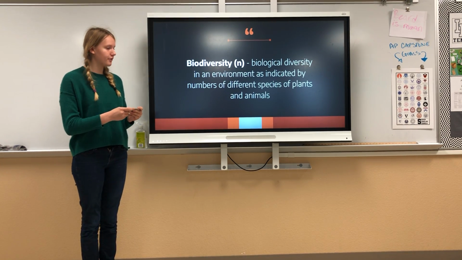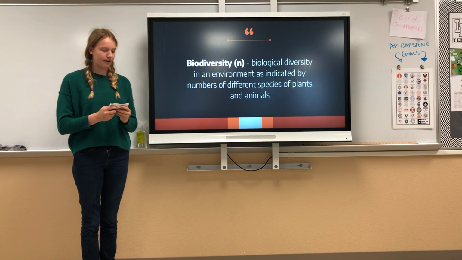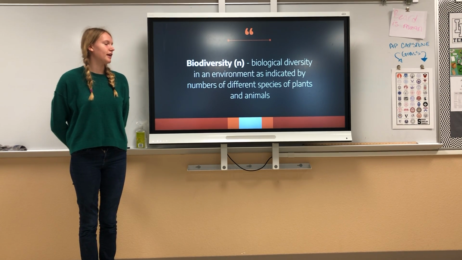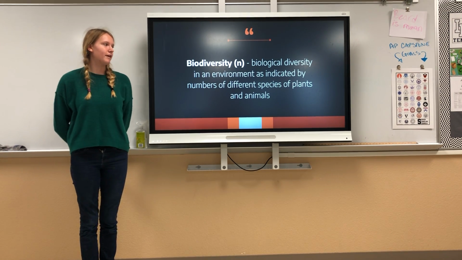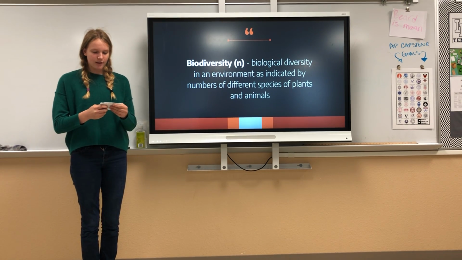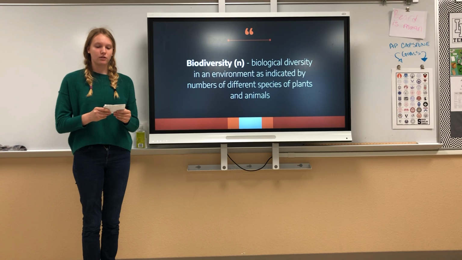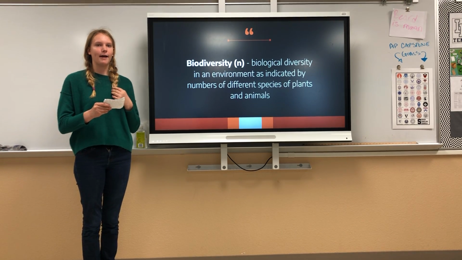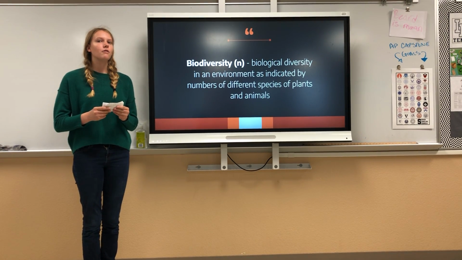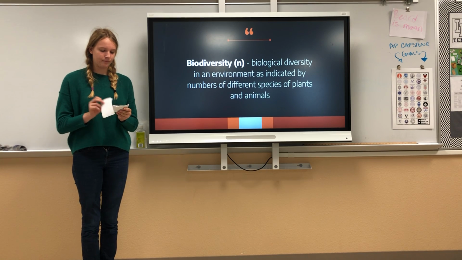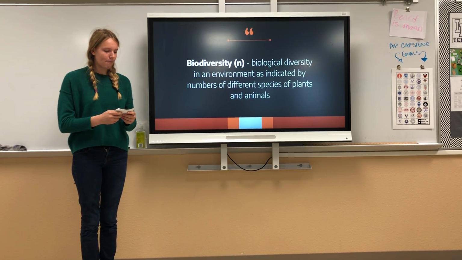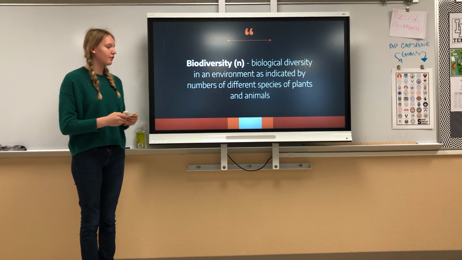According to the Merriam-Webster dictionary, biodiversity is defined as biological diversity in an environment as indicated by the numbers of different species of plants and animals. This biodiversity, as shown in the article How Healthy Are Earth's Oceans by Wynne Perry, ranks top among the impacts certain things have on the health of the oceans, ranked up there with pollution and pH level. Unfortunately, biodiversity is one of the aspects least talked about.